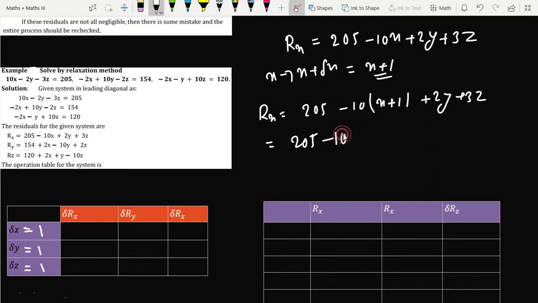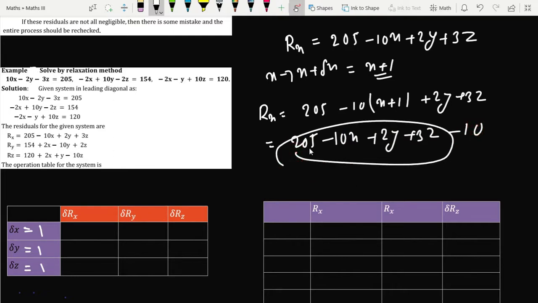Multiplying this bracket we get 10x plus 2y plus 3z, and minus 10 is remaining. So this is the value for Rx, which is given, and this is minus 10. It means when we change delta x equal to 1, the Rx decreases by 10. So the change in Rx is minus 10, and we write this value as minus 10.